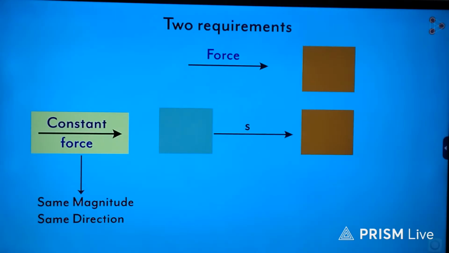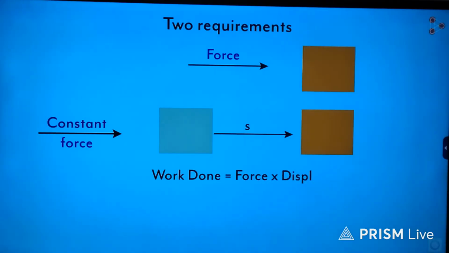Now, how can we make this into a formula? It's very simple. Work done is the product of force and displacement. It equals F, which is the constant force, times S, which is the displacement in the direction of the force. So W equals F times S. Thus, the magnitude of the force multiplied by the distance moved in the direction of the force is equal to the work done by that force acting on an object. Remember, work has only magnitude and no direction.